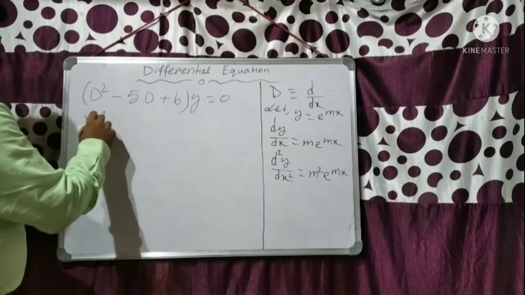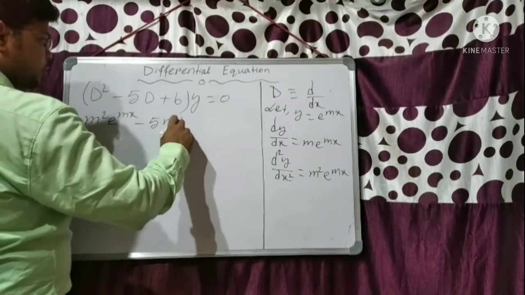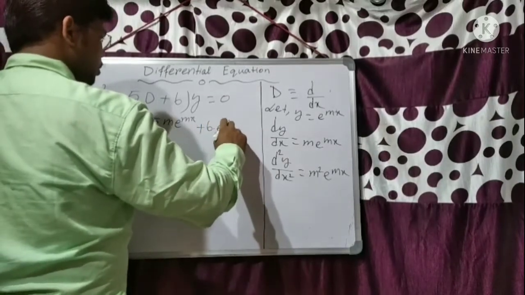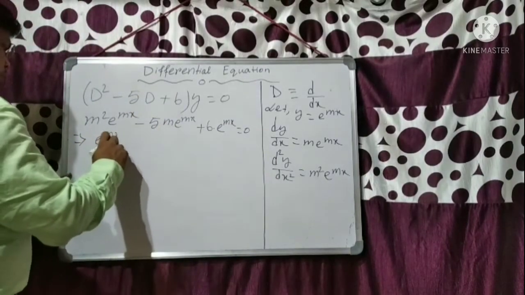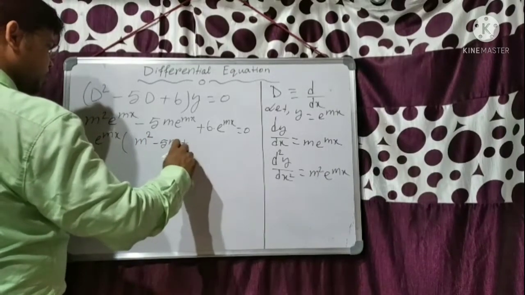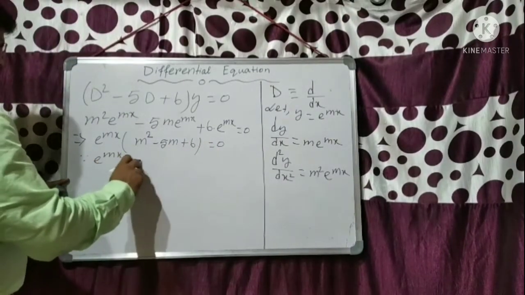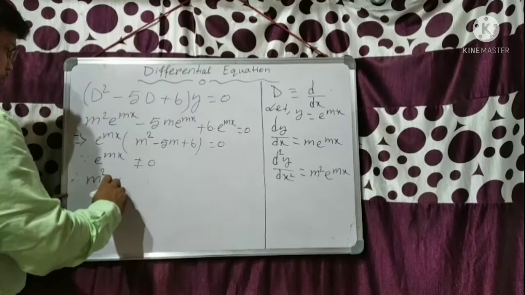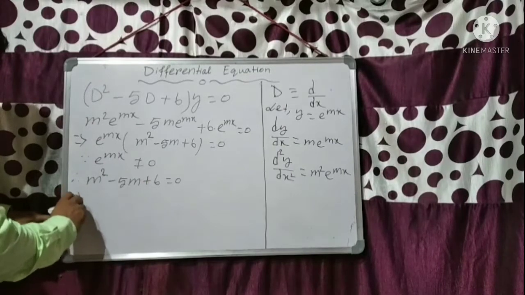So m square e to the power mx minus 5 m e to the power mx plus 6 into e to the power mx equals 0. If I take e to the power mx common, then m square minus 5m plus 6 equal to 0, since e to the power mx is not equal to 0. So just factorize this.